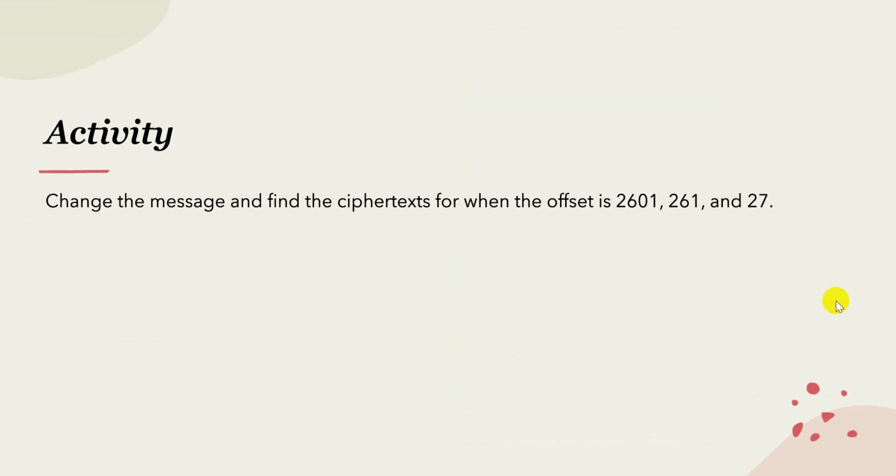This week's activity is to use the new code, change the message, and find the ciphertexts for texts when the offset is 2601, 261, and 27. Also, you can go into W3Schools to review all the stuff that we learned and do the exercises, and you can also preview more content if you'd like. Make sure you also understand the code too. If you have any questions, you can ask me about it in Teams.